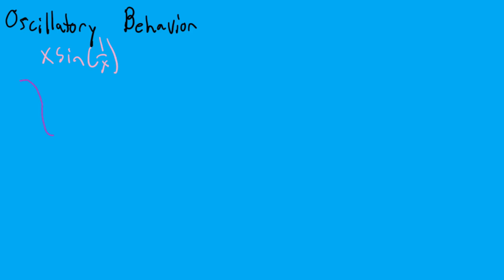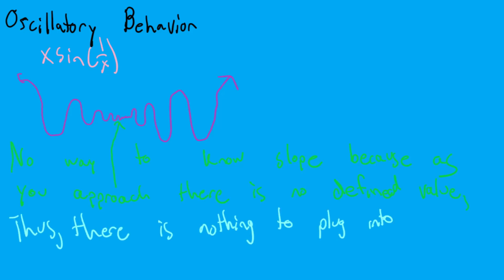Another place where a function is not differentiable is for oscillatory behavior. An example of this is x times sine of 1 divided by x. As you can see in the graph, as x approaches a point that's not differentiable, the function oscillates infinitely in a small neighborhood. Thus, there's no way to know the slope because as you approach, there's no defined value. Thus, there's nothing to plug into the derivative formula: the derivative of f at c is equal to the limit as h approaches 0 of f of c plus h minus f of c, divided by h.